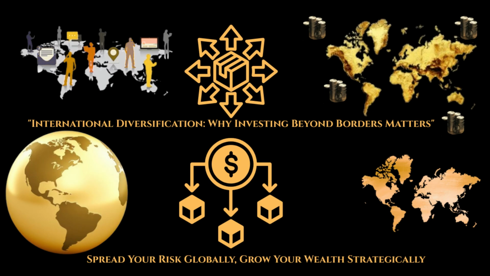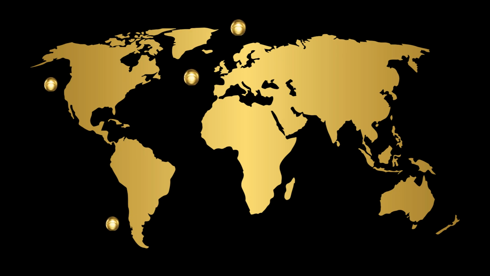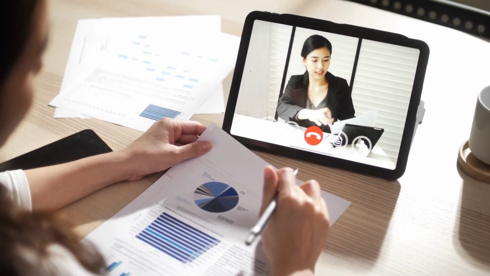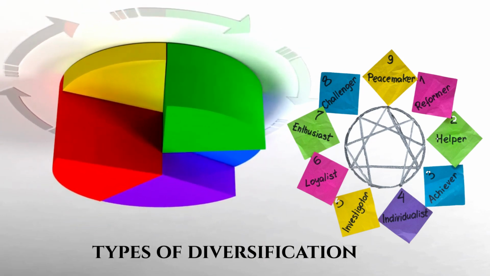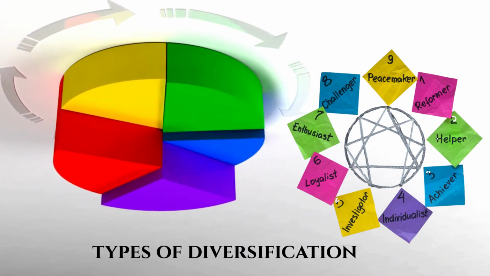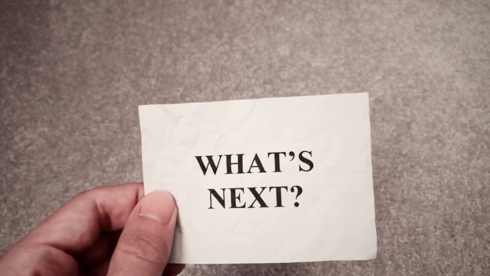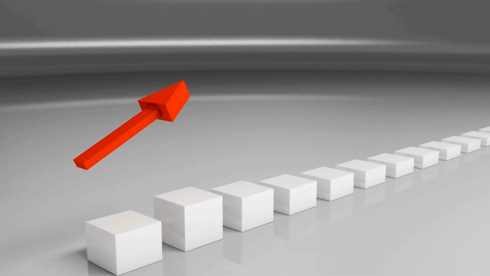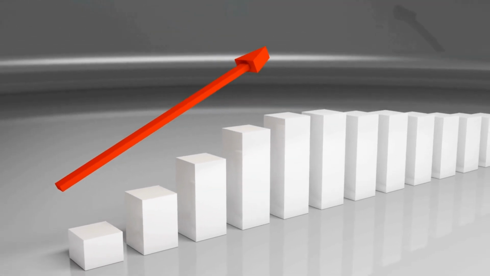Recently, in the previous video, we learned about international diversification and its pros and cons. Let us continue further, and now we'll learn about more types of diversification. The next type of diversification is diversification on the basis of market capitalization.